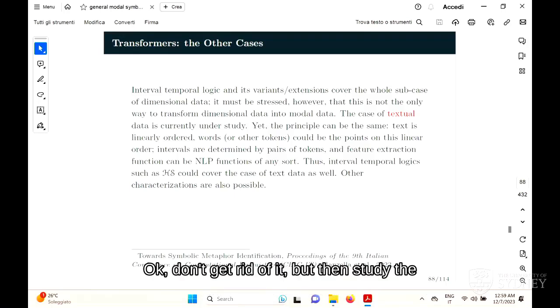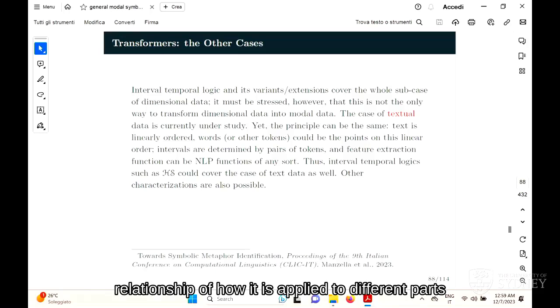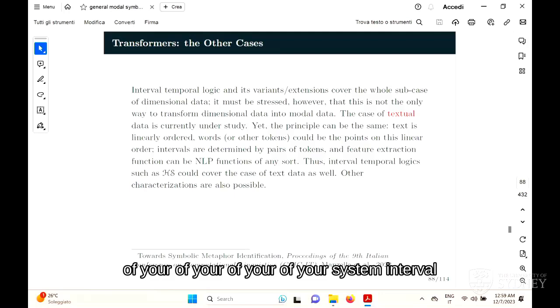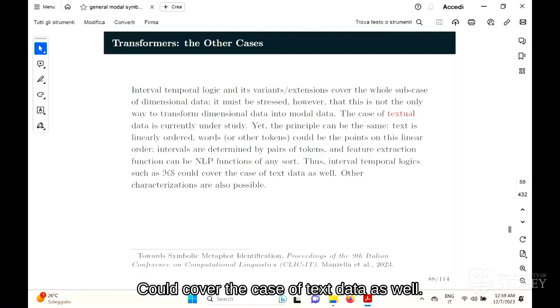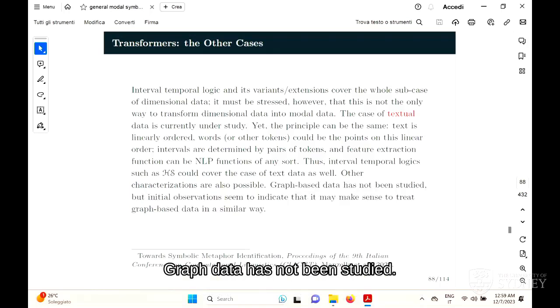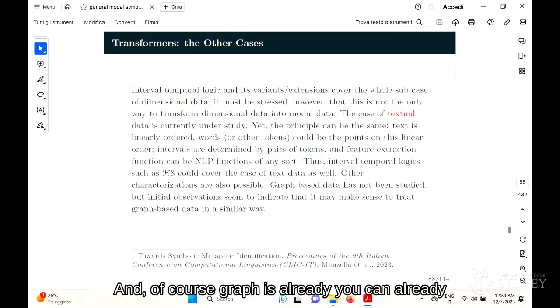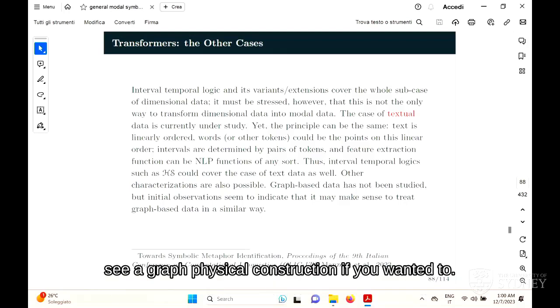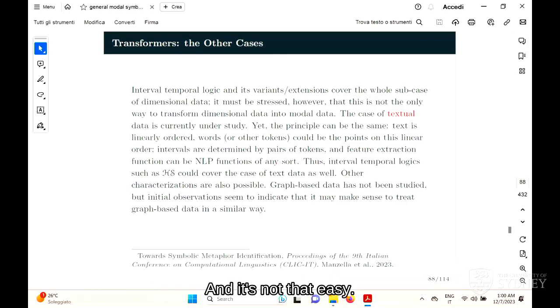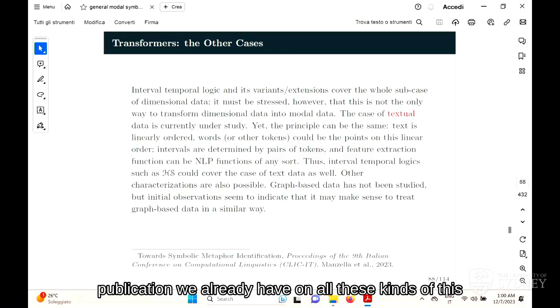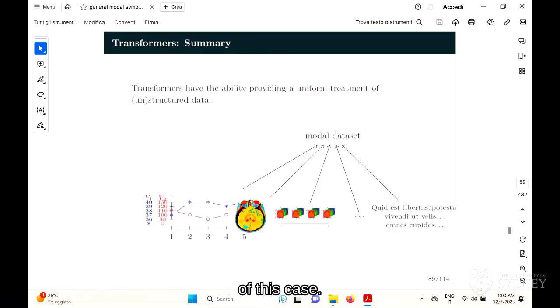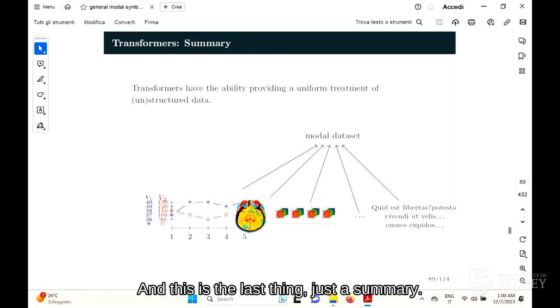Don't get rid of it, but study the relationship of how it is applied to different parts of your instances. Interval temporal logic such as AMA could cover the case of text data as well. Other characterizations, of course, are possible. Graph data has not been studied. We didn't get to that. We have some ideas of how we can do it. And of course, a graph is already, you can already see a graph as a relational structure if you wanted to. It's not that easy, but you could do it. So I'm mentioning here all the publications we already have on all these kinds of cases, and this is the last thing, just a summary.